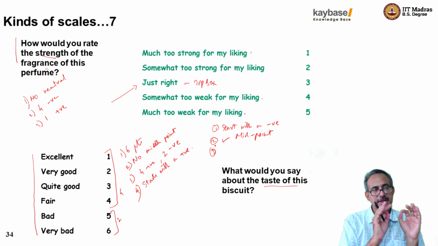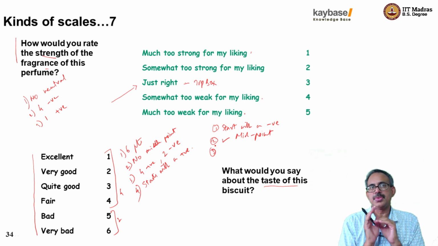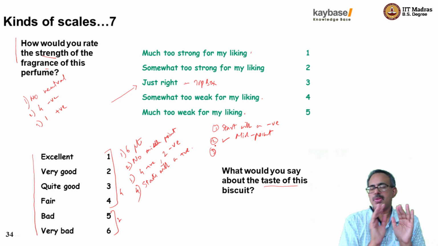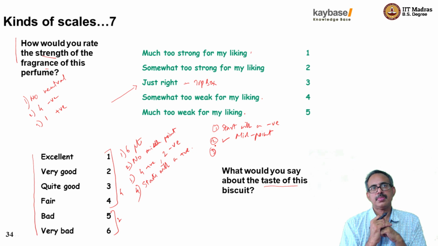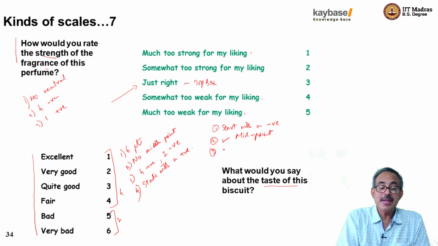Thirdly, by the same principle of not forcing him towards this or that, it's better, not compulsory, better to have an equal number of positive and an equal number of negative scale points, not scales. And those scales are called balanced scales.